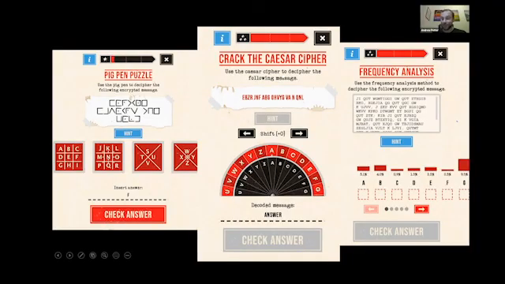We also have the Caesar Cipher. We talked, or Charlotte talked about the Caesar Cipher as well. We've got a wheel that you can turn and shift in the way that Charlotte described before. And also a chance to try your own frequency analysis as well.